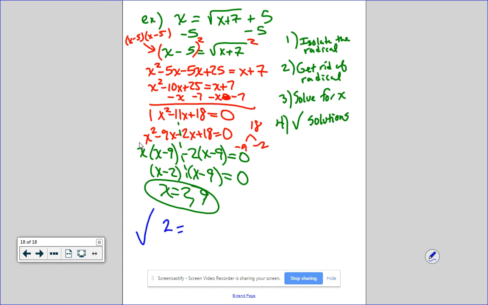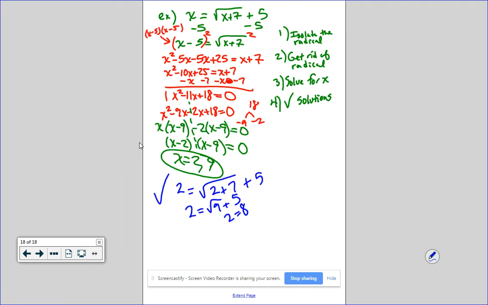So I get 2 equals the square root of 2 plus 7, plus 5. So I get 2 equals the square root of 9 plus 5. 2 equals 8. Is that true? No. Wait, what? 2 does not equal 8. Does 2 equal 8? Oh, no. Does it go plus or negative though? No. Nope. So 2 does not equal 8. So what does that tell me about 2? Fake. It's fake. It's extraneous.